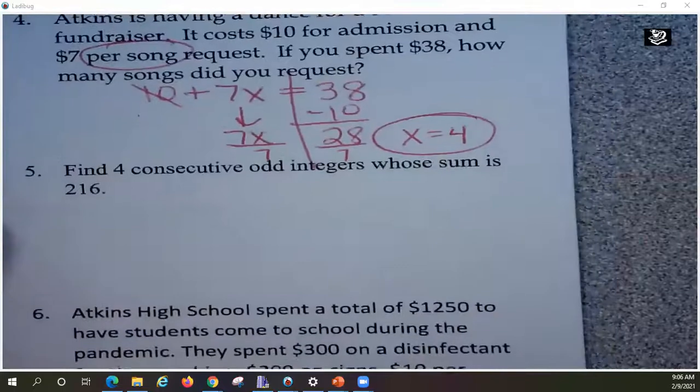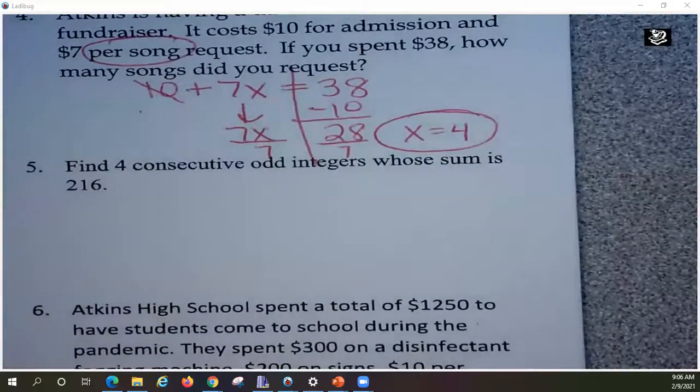X is 4. Okay. Oh, what does that mean, guys? Good. You requested 4 songs. Very good. Number 5. Find 4 consecutive odd integers whose sum is 216. Makai, what's the key word on number 5?